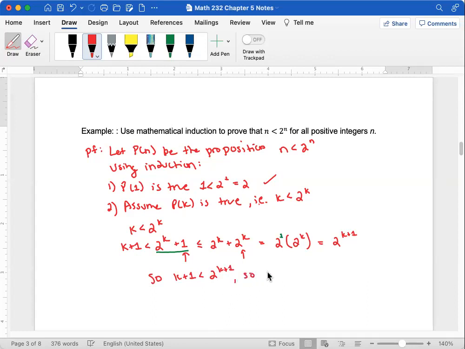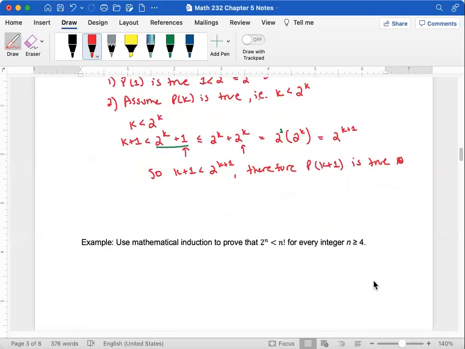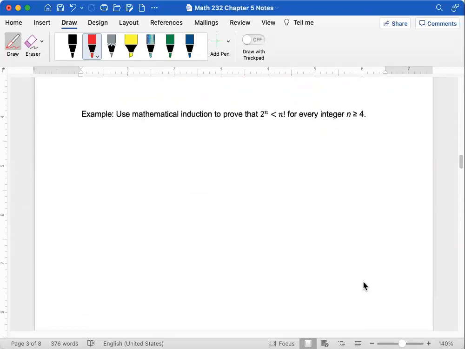Therefore, I shouldn't write "so" again. That just seems redundant. Therefore, P of k plus 1 is true. And we're done. We did it. We showed that the k plus 1 case works. All right, let's try another one.